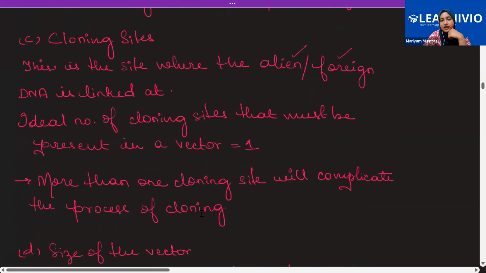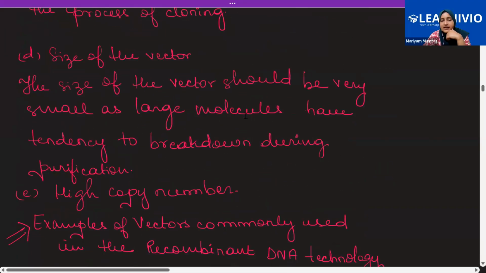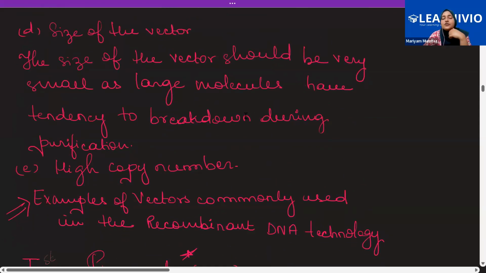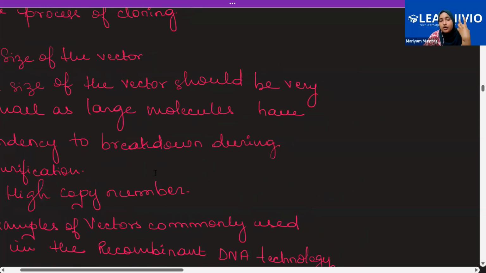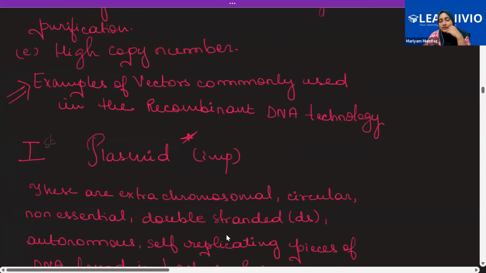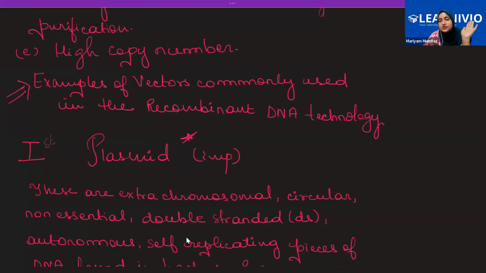And then there is the cloning site. So this is the point where you will clone the piece of DNA. And then the size of the vector should be small. It should have a very high copy number. Any doubts up until now? Yes or no? Have you people understood this much or not?